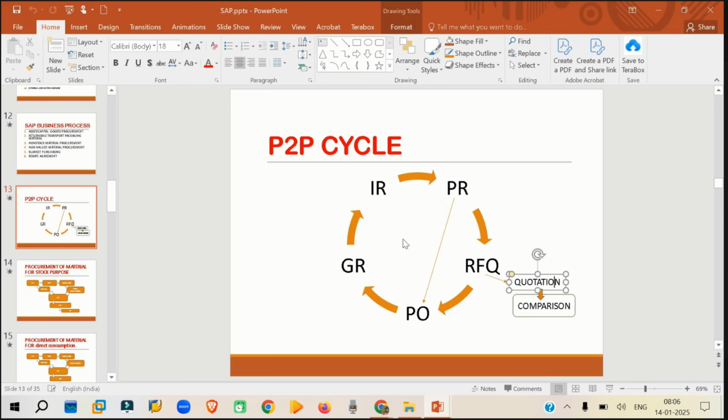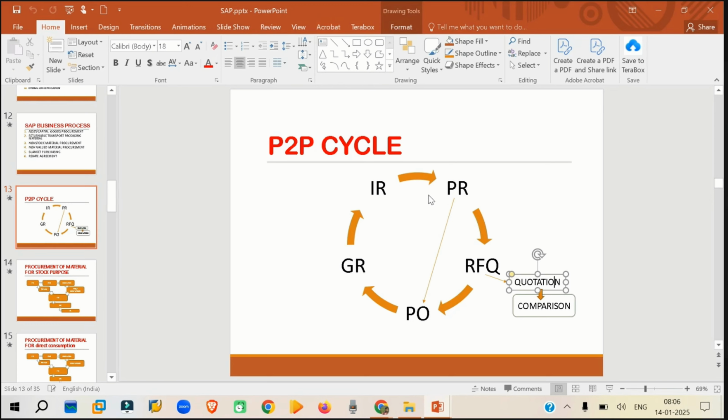So normally PR to GR is a P2P cycle. Normally this will be coming under your P2P cycle. This is a complete cycle. In some places IR is a part of the P2P cycle, and in some places IR is a part of the finance people. So as per your working area, if IR is included, then you have to look into this. If it is a part of the finance people, then they will look into it. So basically this will be a P2P cycle.